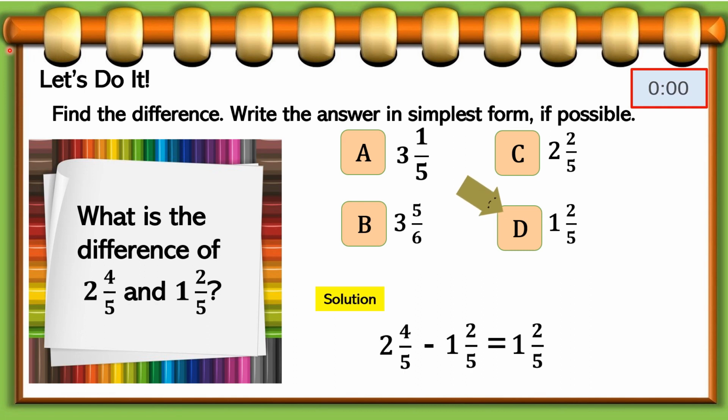For our solution, first, we're going to subtract the whole number. 2 minus 1 equals 1. Subtract the numerators. 4 minus 2 equals 2. Then copy the denominator or common denominator, 5. So the final answer is 1 and 2 over 5.